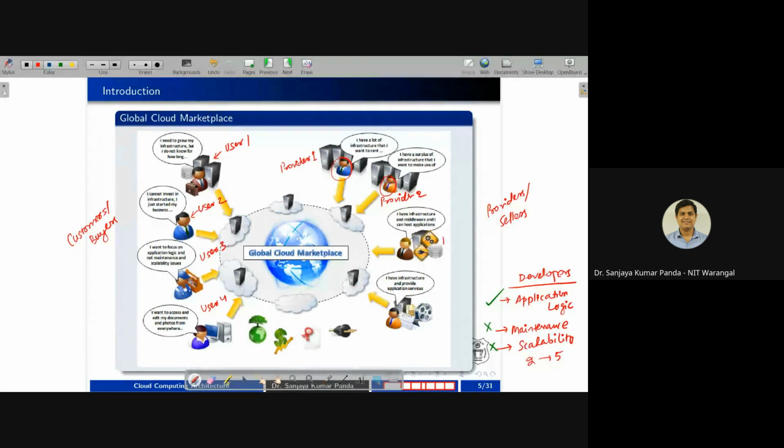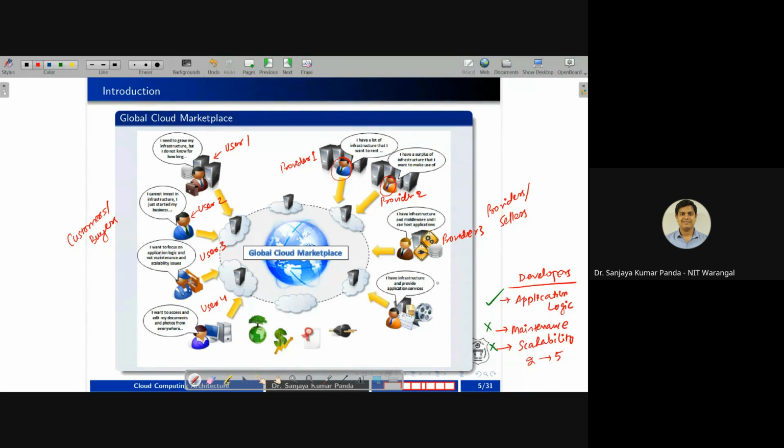Similarly, if you come to provider three, it says that I have infrastructure and middleware, and I can host applications. So if a user wants to host an application, or write application logic without thinking about maintenance and scalability, provider three can fulfill your requirement, because provider three is saying I will manage everything. I can host applications, and maintenance and security will be taken care of by that particular provider. The only thing is that you have to concentrate on the application logic. That can be fulfilled by provider three.